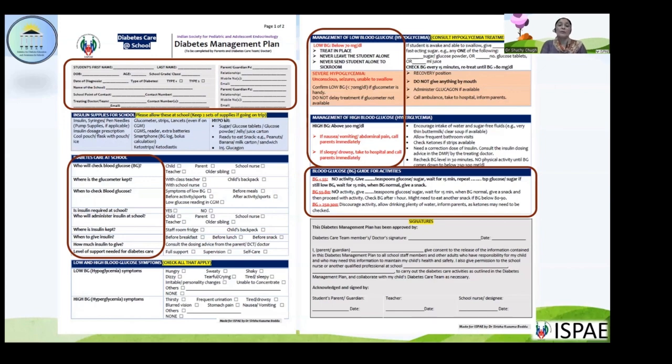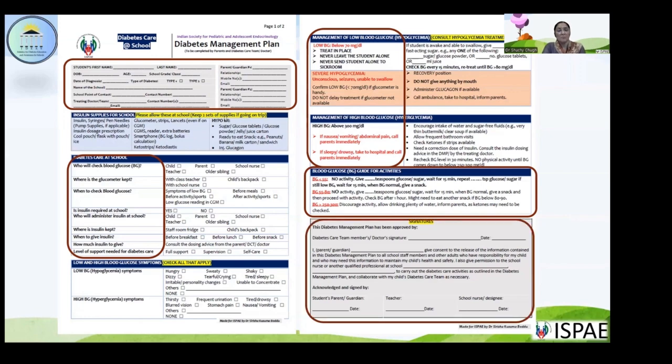If the blood glucose level is between 55 and 80, no activity; again, glucose or sugar spoons need to be given depending upon the child's diabetes management plan. Once the blood glucose level is above 80, the child needs to be given a snack and then can proceed with activity. If blood glucose levels are more than 250 to 300, the child should be discouraged from performing any activity and should be allowed to drink plenty of water. Parents need to be informed because at this time ketones may need to be checked.